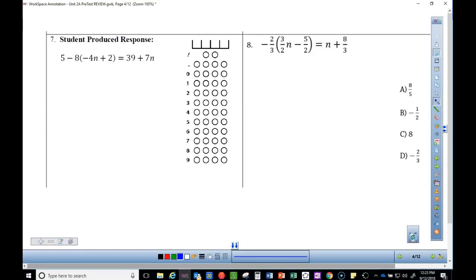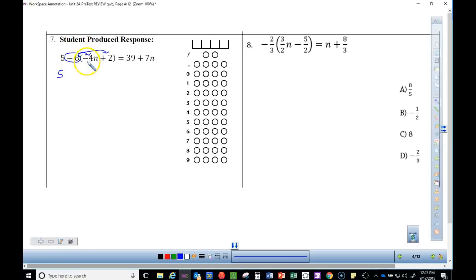All right. So here's a doozy. These next two, these are the time consumers here. So what's getting distributed is negative 8. That's the one touching, right? So don't get distracted by the 5. You got to distribute first. So the 5 will come down.